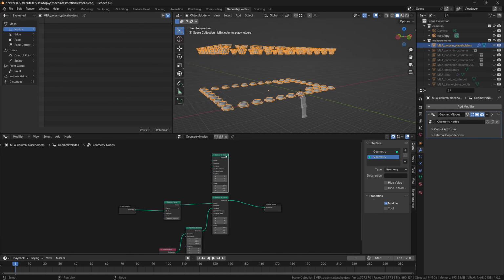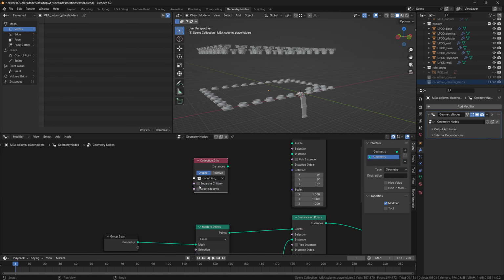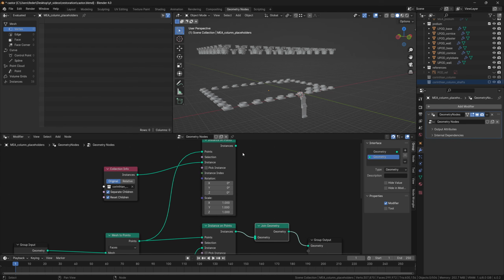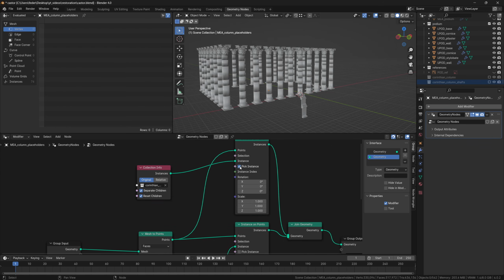To make the different versions of the shaft spawn randomly at each point, in the GeoNode system I would add a new instance on points node just for them to be then joined back with the original setup. For this system to work, it is enough to tick the separate children and reset children options on the collection info node, as well as the pick instance option in the second instance on points node.